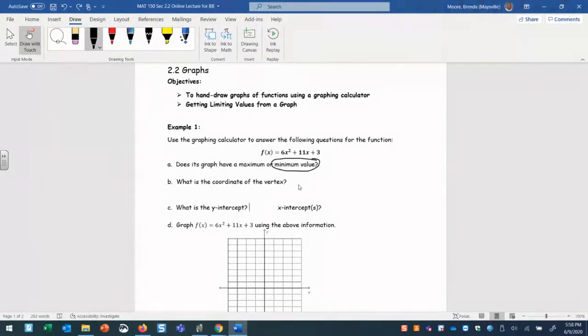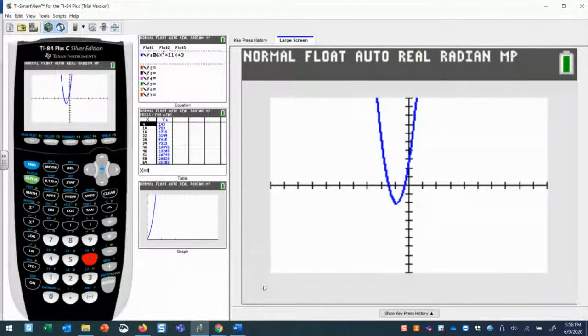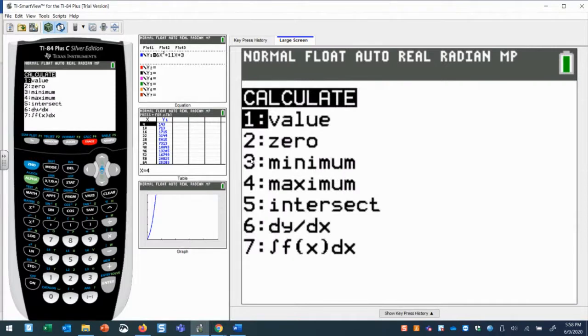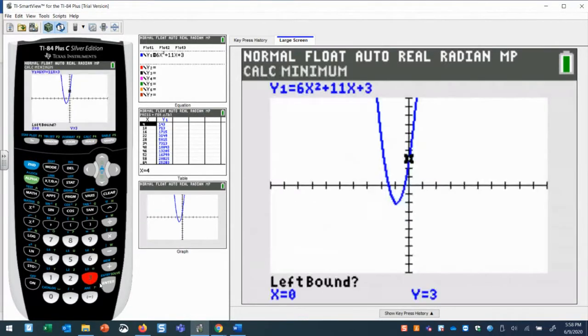Now let's find the coordinate of the vertex. This is the vertex here, the lowest point. So I want to find the coordinate. I want to calculate that value, so I want to go to calculate, above the trace key. In order to get there, I hit second trace. We said we had a minimum value, so I hit number 3.